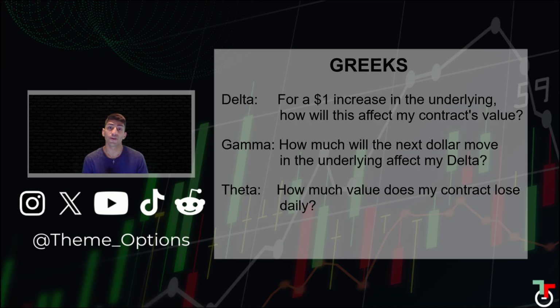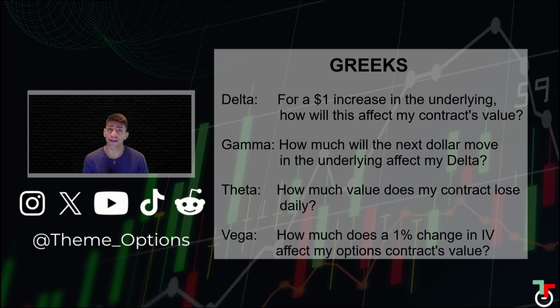Now theta. Theta is time decay. Theta answers the question, how much value will my options contract lose daily? Options contracts are expiring assets, and this is the purpose of theta. Lastly, vega. Vega answers the question, for a 1% change in implied volatility, how will this affect my options contract value? As the name suggests, implied volatility is implied. It's what the market thinks the move is going to be on the underlying. Does the market think that there's going to be a big move? Well, implied volatility may be high.